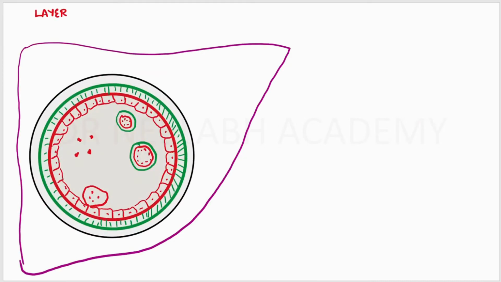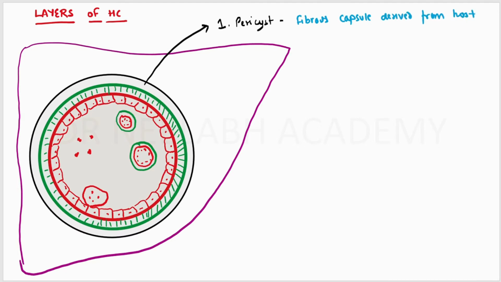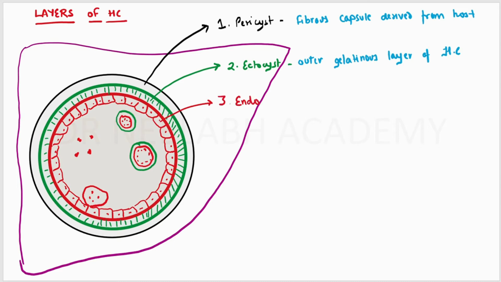Now, we'll see the layers of this hydatid cyst one by one. So first of all, the outermost layer is called the pericyst. That is derived from the host tissues. It is basically a fibrous capsule. Next, the green one is the ectocyst. It is the outer gelatinous layer of the hydatid cyst. The red one is the endocyst. That is basically the germinal layer from which the scolex develops.